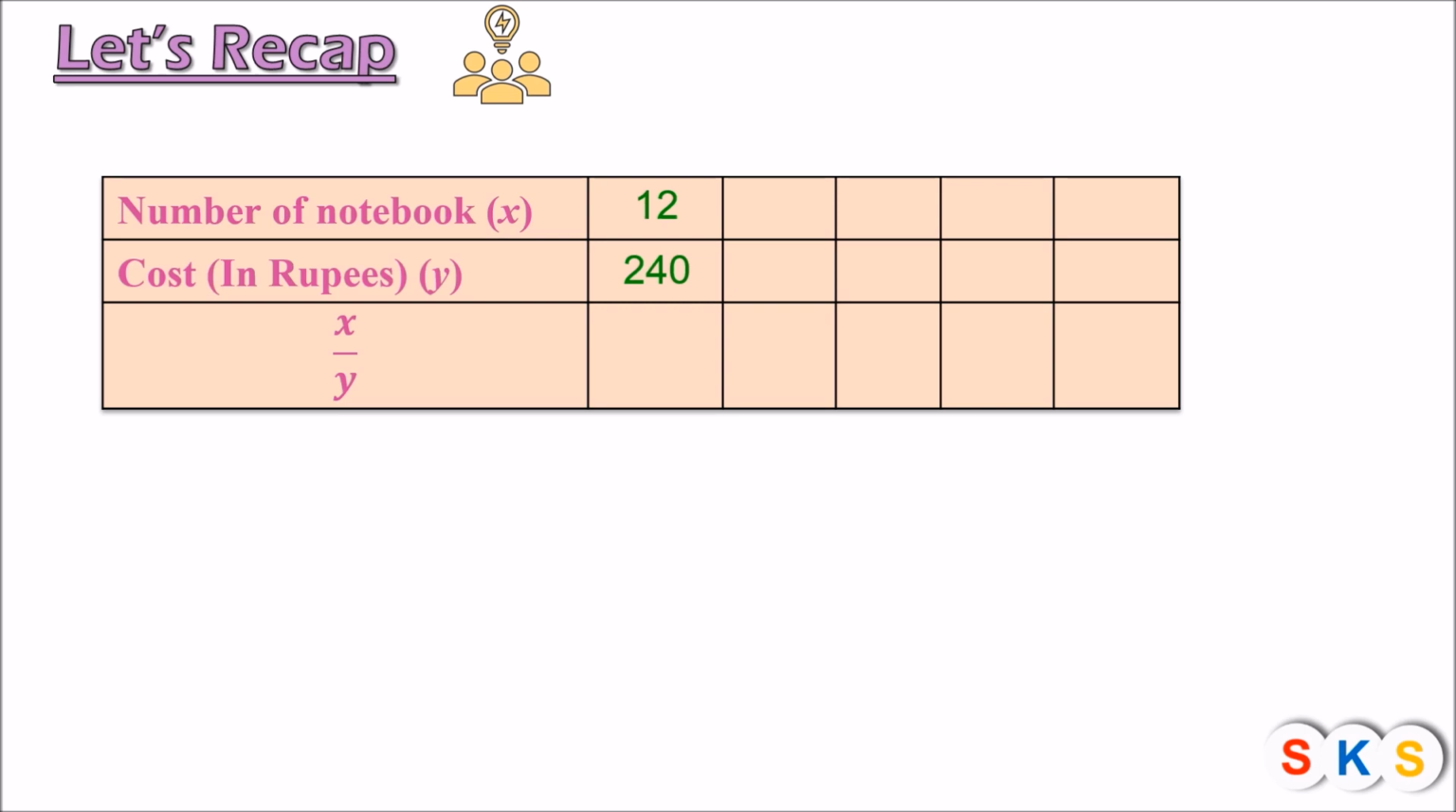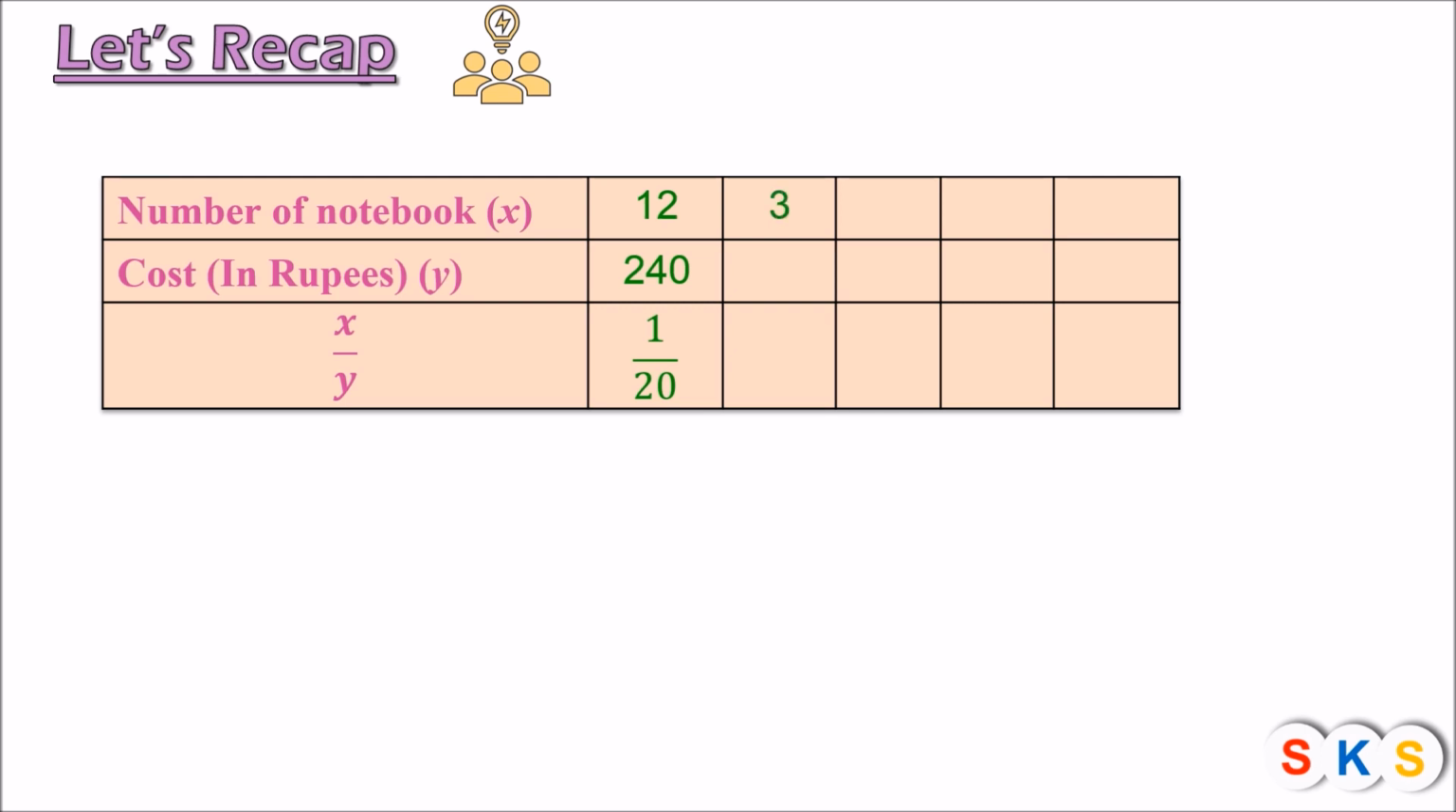If we simplify the fraction 12 upon 240, we get 1 upon 20. So 1 upon 20 is the ratio of the number of notebooks to their cost. So what would be the cost of one notebook? If you want to know the cost of one notebook, you need to divide 240 by 12. If I divide 240 by 12, I get 20 rupees. So the cost of one notebook is 20.